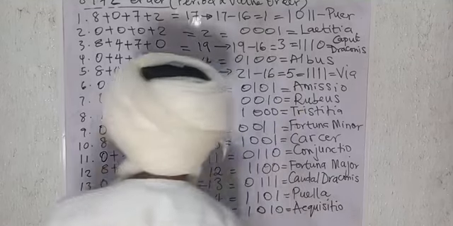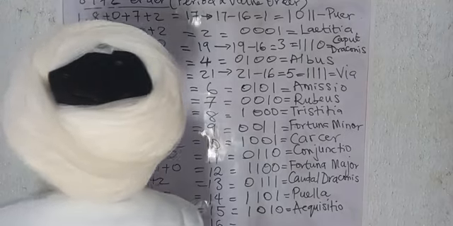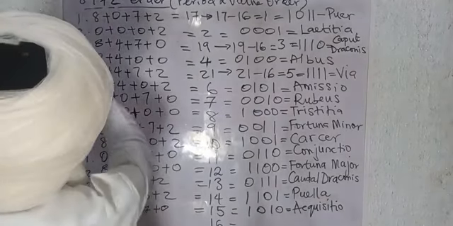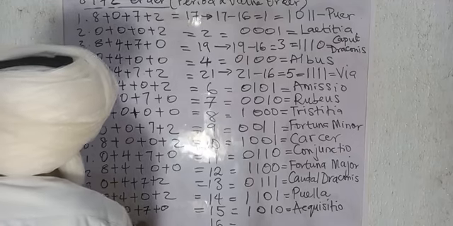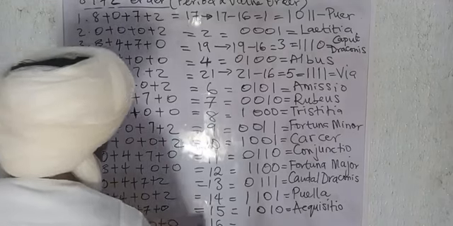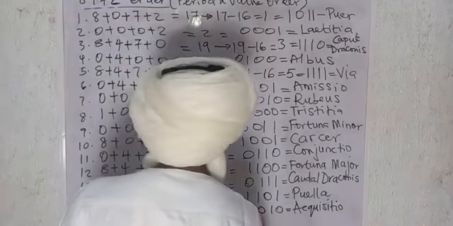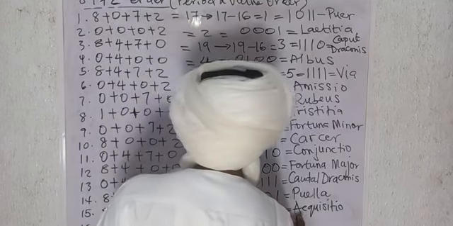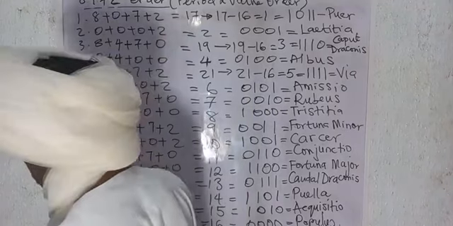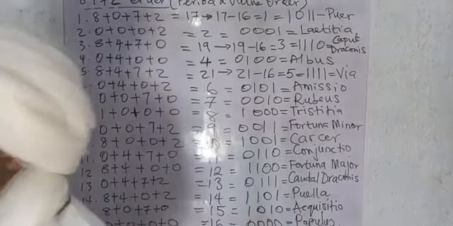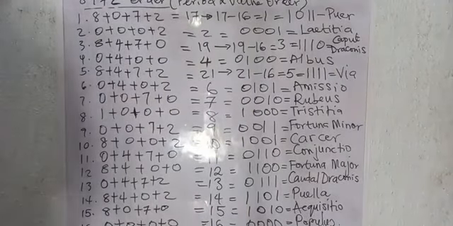Then finally, we need 16. So you just 0 the result. That's the last figure. 0 all the levels. And you get 16. So that is 0, 0, 0, 0. This is called Populus.